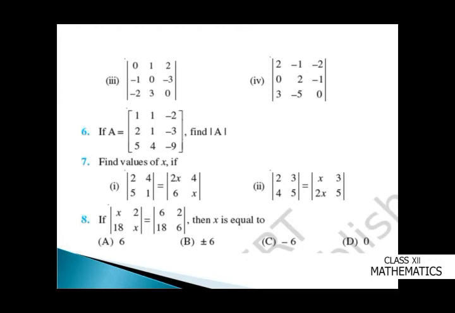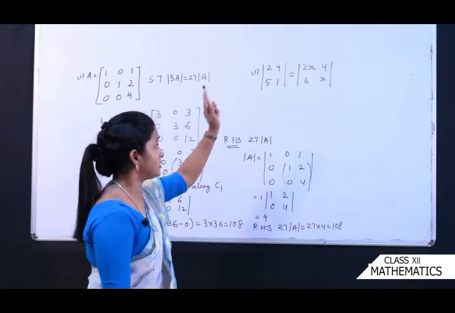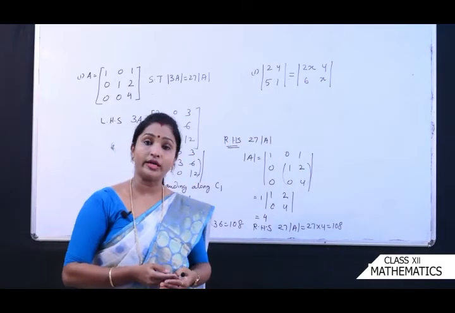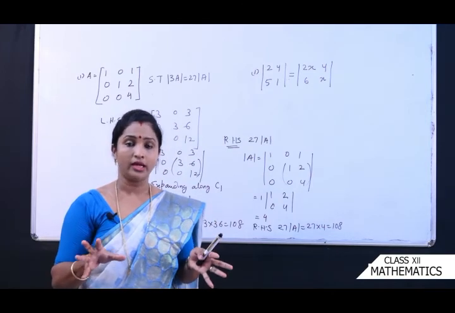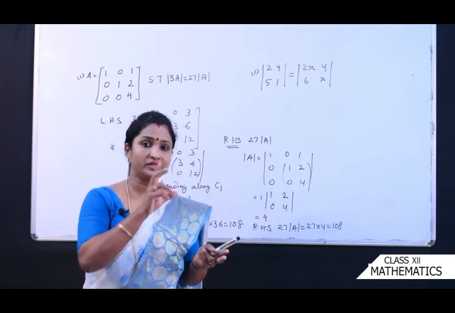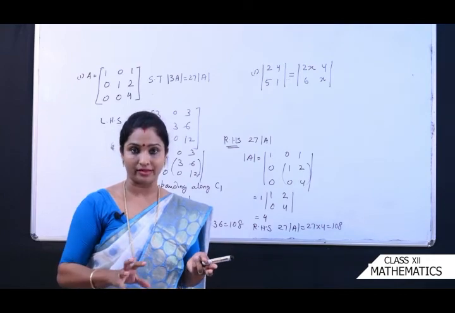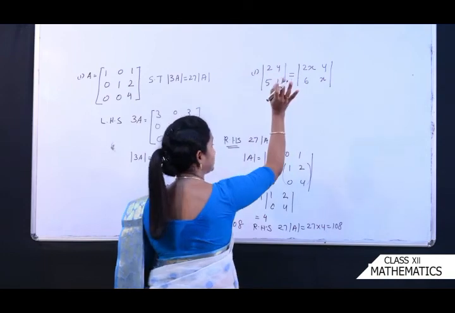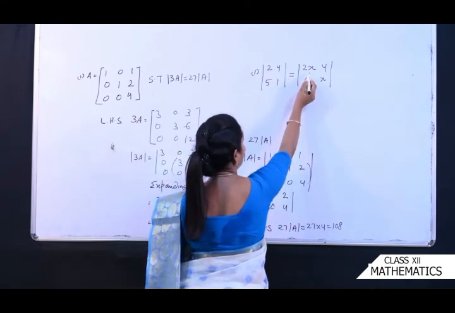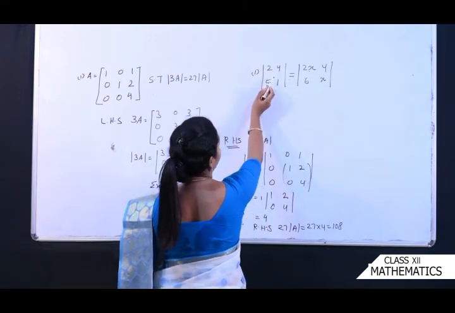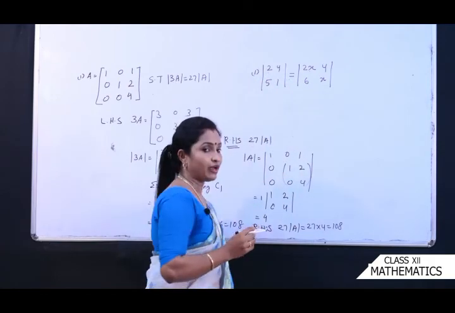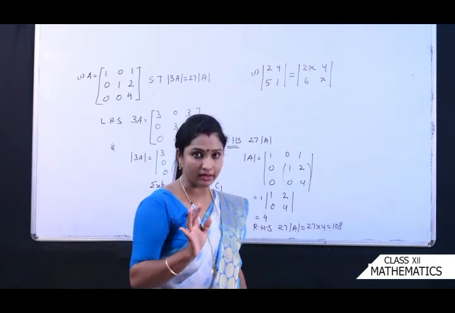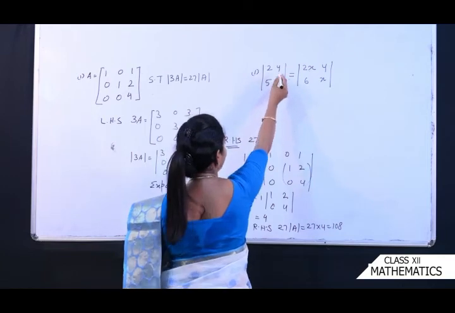Seventh question C, find the value of x if determinant 2 4 5 1 is equal to 2x 4 6 x. In matrices you have already studied equality of matrices. At that time what we normally do is just equate and get the value of x, but here it is not like that. Here you have to evaluate. Students always make mistakes. They write 2x is equal to 2 directly and get the value of x. That is wrong. In a determinant you have to first evaluate the determinant.